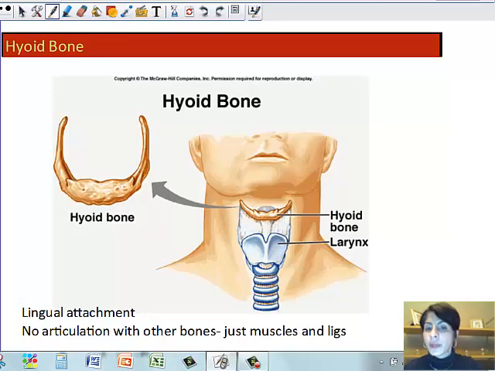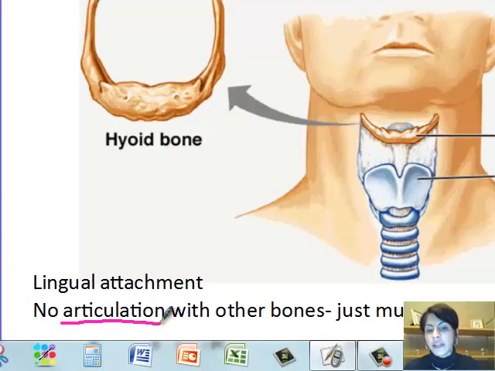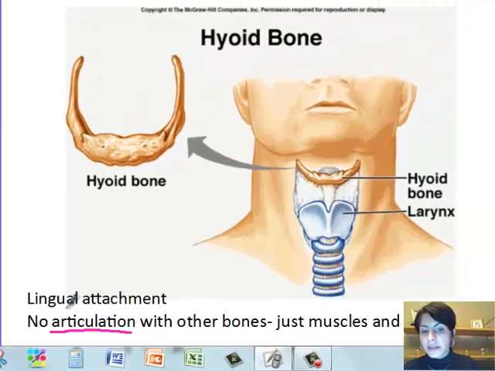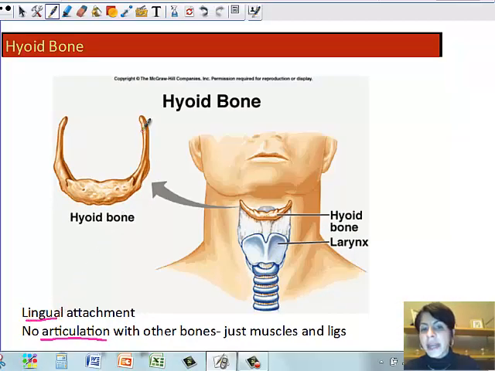The hyoid bone is a special bone in your body that has no articulation. It doesn't meet with any other bone. It is attached to your tongue, so that's referred to as lingual attachment. It has a U shape, and it's superior to the larynx.